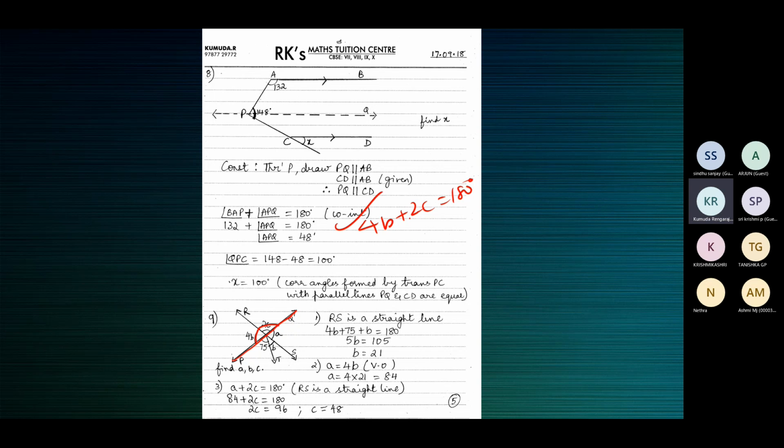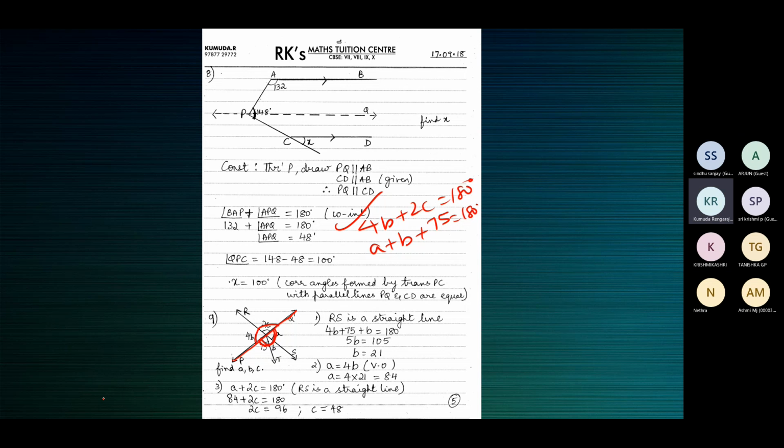But this is not going to help you because you can neither find B nor C. Okay, then you can do below also. A plus B plus 75 is equal to 180. Is this equation correct? Yes, ma'am. Yeah, because it is below.